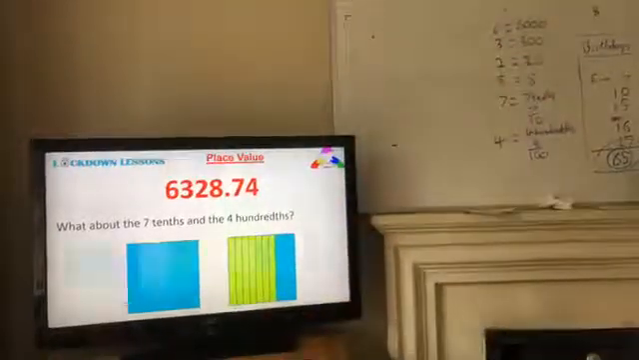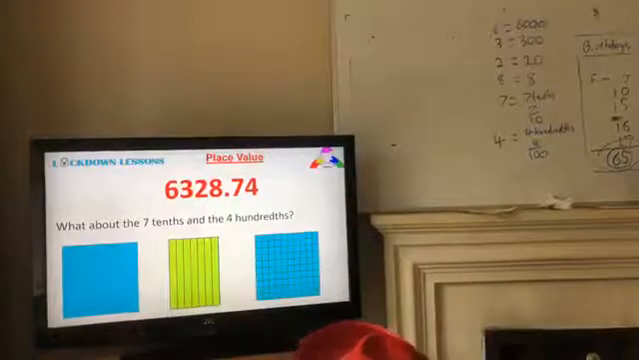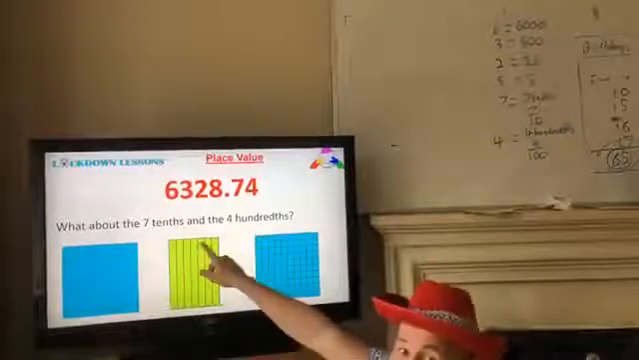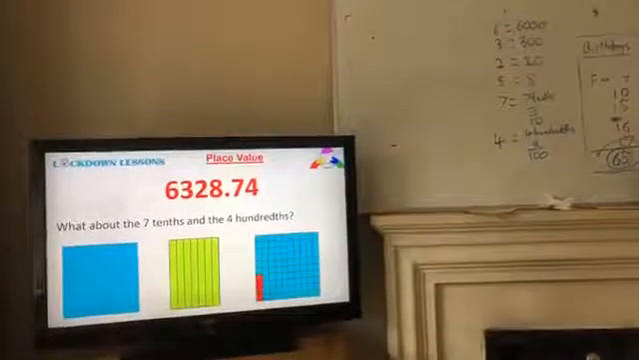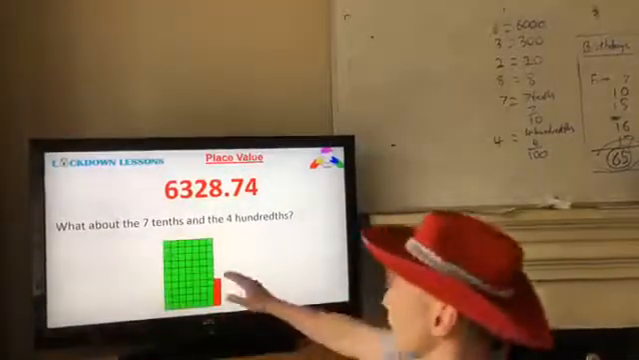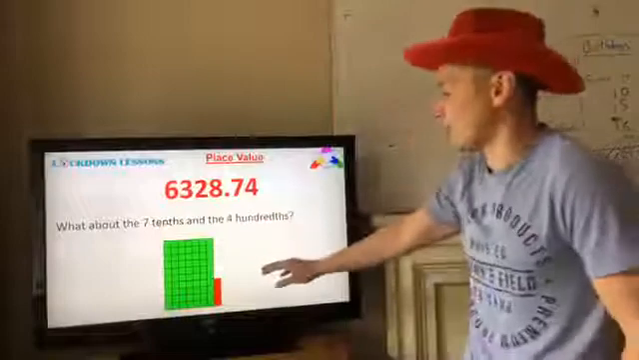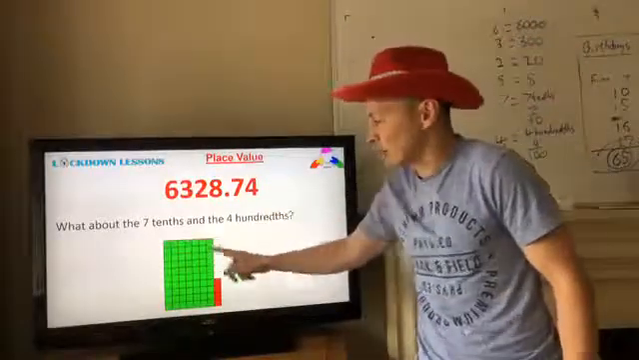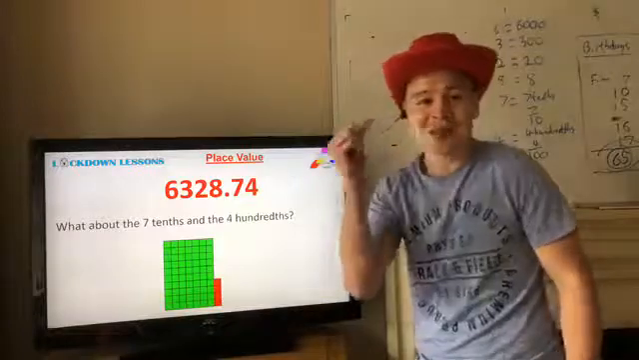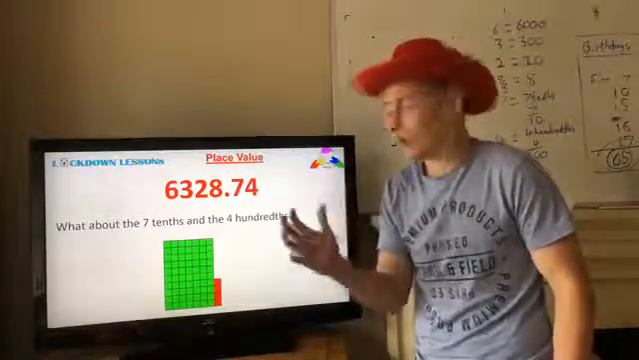Then if we zoom in again for the hundredths, we can say 4 hundredths. If we split this into 10 again, we've then got 4 hundredths, which is a tiny amount. If we put those together, that's your 7 tenths and 4 hundredths, which, if it's just in hundredths, is 74 hundredths. These are tiny little sections of a number, tiny little fractions.